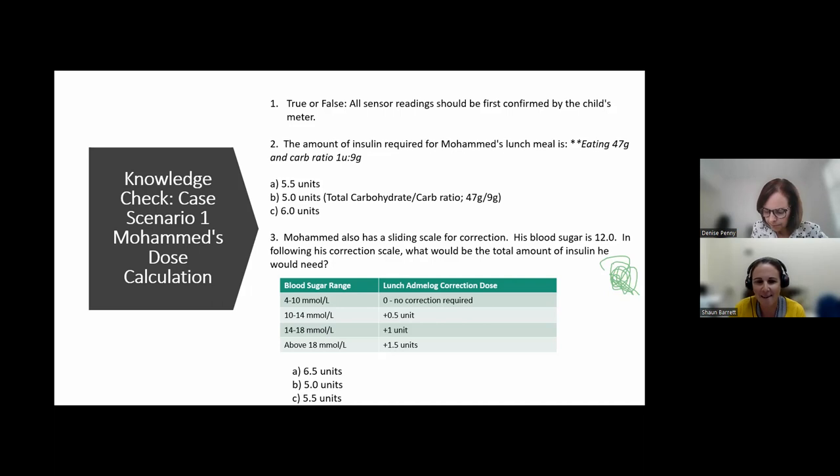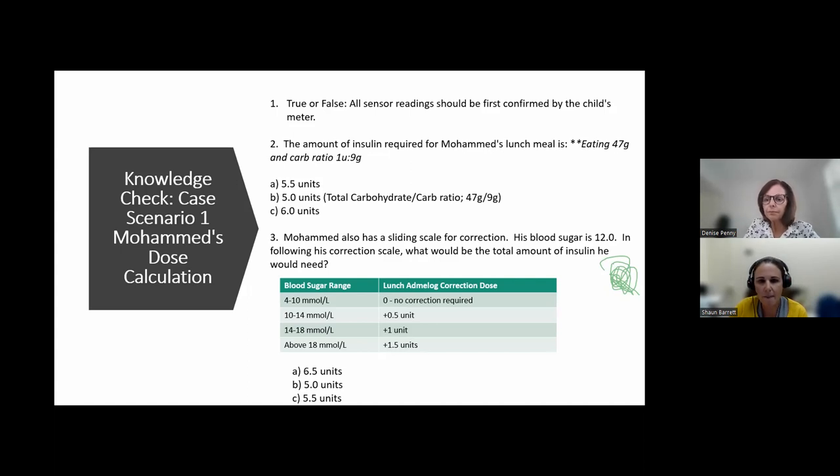Number two, the right answer was B. You all got it, 5 units. So just take that 47 grams and divide by 9. And then number 3, in total, you got that too: 5.5 units, because he just needs an extra half a unit because his blood sugar was between 10 to 14. So thank you. That was great.